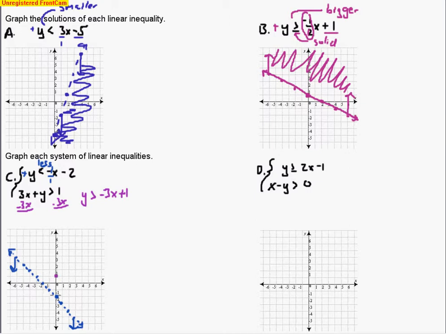Down 3, left 1. So you do that another time or two. Down 3, left 1. And we can kind of see that this line's going to continue in this direction. But I'm running out of room, so I've got to stop and draw that line.